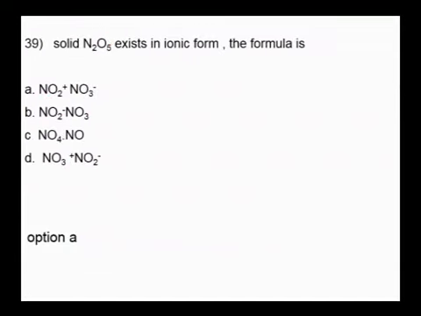39th question. Solid N2O5 exists in ionic form. The formula is? Solid N2O5 on splitting gives NO2 plus and NO3 minus. Therefore the option is A, NO2 plus and NO3 minus.